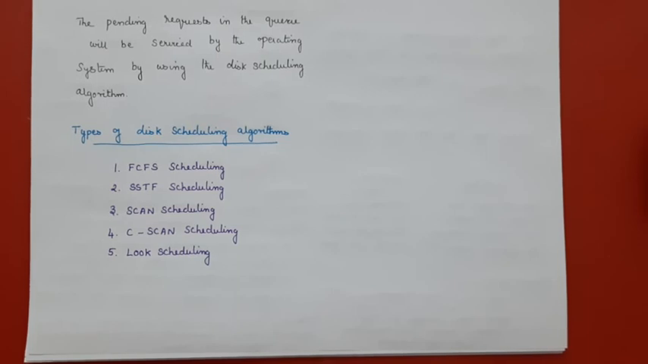There are different types of disk scheduling algorithms. We have five different types. The first one is FCFS, next is SSTF, then SCAN, C-SCAN, and LOOK scheduling, and one more, that is C-LOOK scheduling. So these are the basics of disk scheduling.